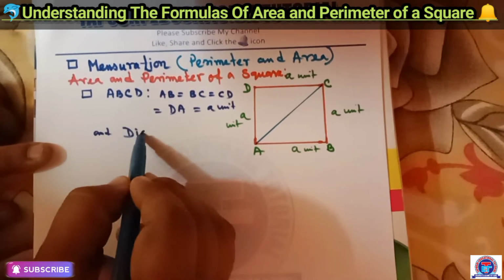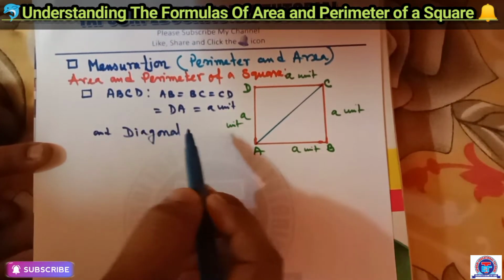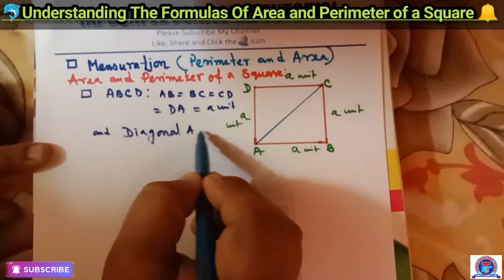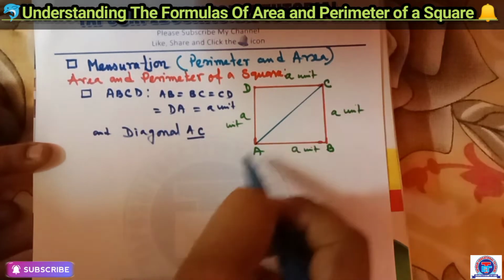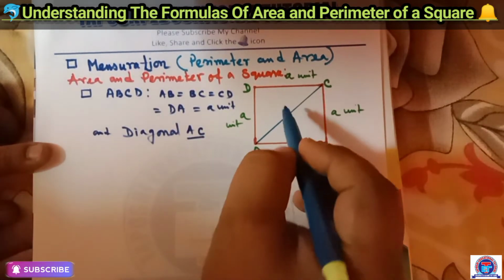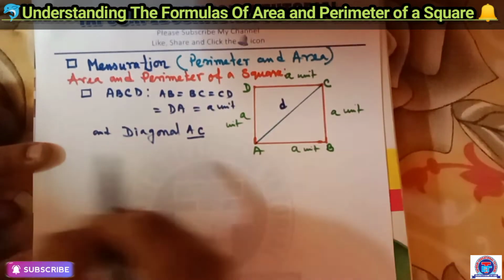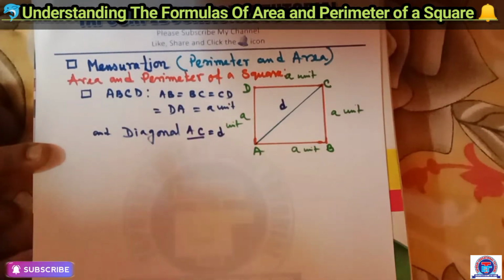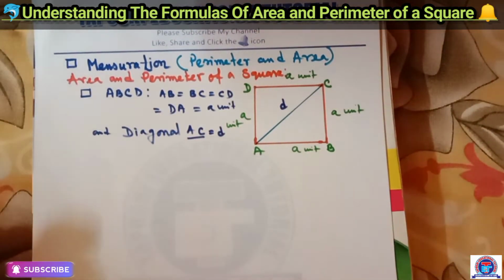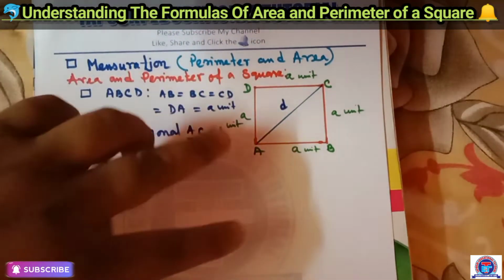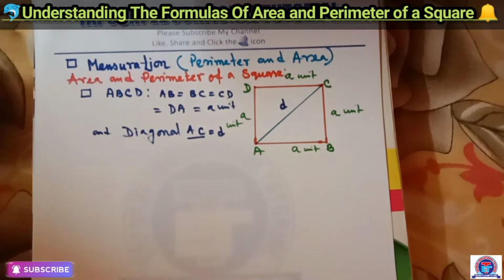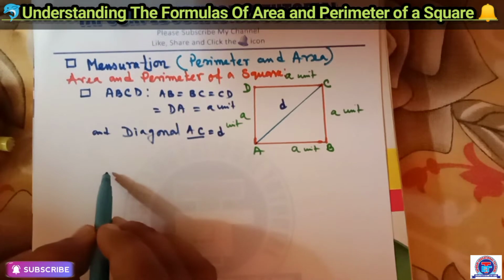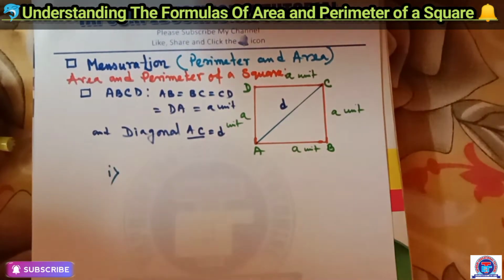And the diagonal AC is mentioned here. So we put D, AC is equal to D. Correct. Now one by one we understand the area and perimeter formula of this square. Okay, let's start with the area of this square, number 1.